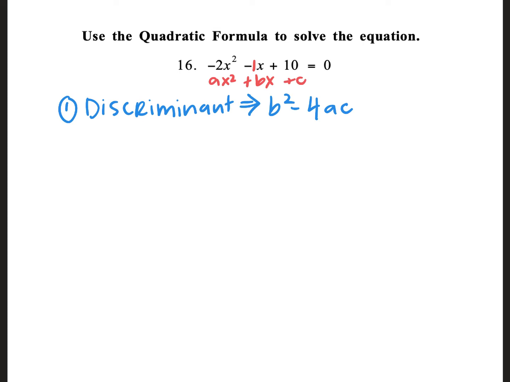So we're going to plug in our values. I see that a is -2, b is -1, and c is 10. If I plug it into that formula, we're doing b squared, so -1 squared, minus 4, times a, which is -2, times c, which is 10.